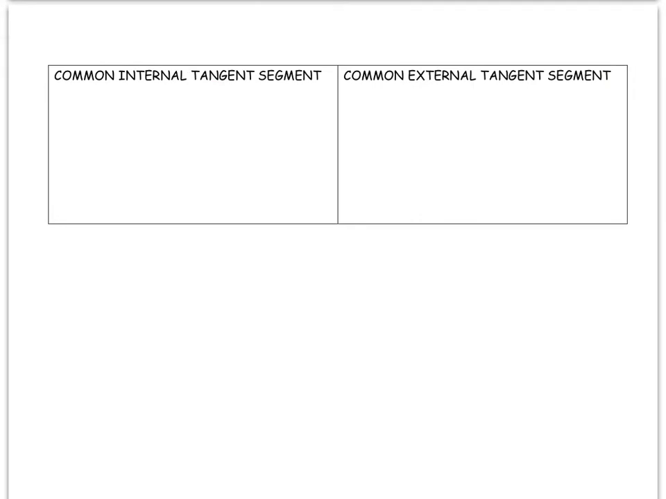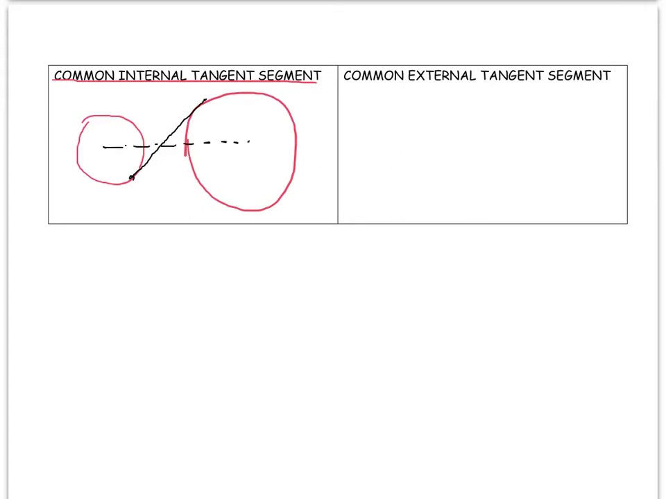Okay, so the last bit of vocab is a common internal tangent segment. So in order to have a common internal tangent segment, we have to have two circles that are disjoint. So the internal tangent segment goes in between what would connect the circles' centers. So if I thought of this as a dotted line connecting the circles' centers, then the internal tangent segment goes through that, and it meets at one point of tangency up top, and then one point of tangency down here.